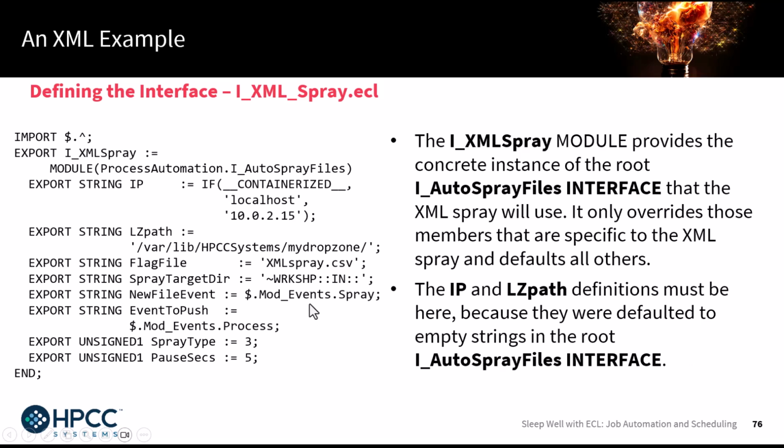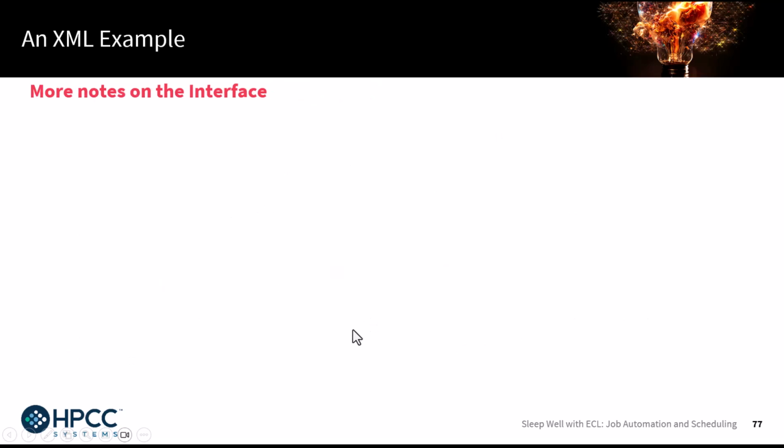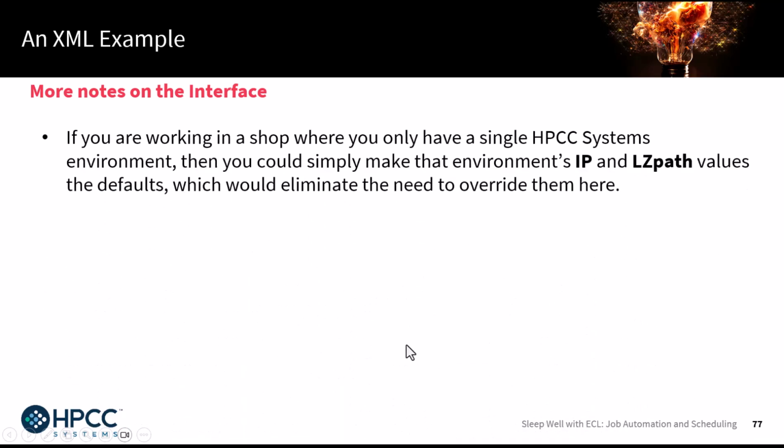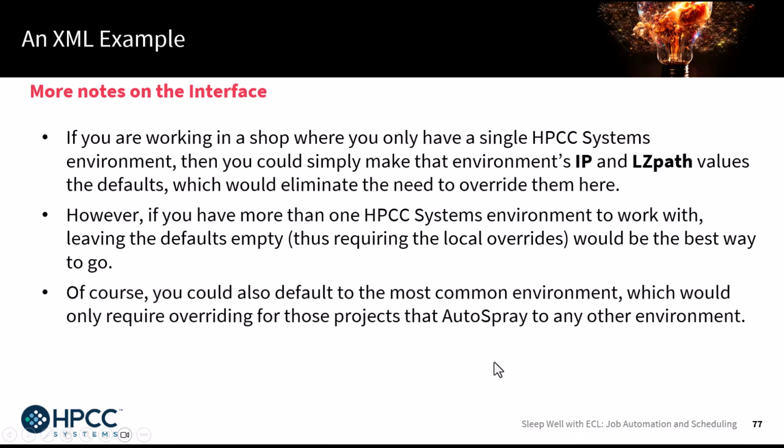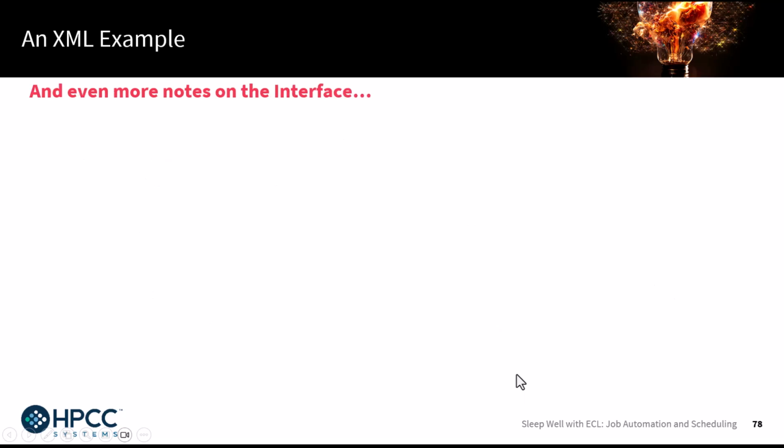All right, so there's our settings that we use in the local folder of XML to override things like our landing zone path and the name of our semaphore file. All right, a couple more notes on the interface. If you're working in a shop where you only have a single HPCC cluster, then you could simply make that environment's IP and LZ paths the defaults, which would eliminate the need to do the override like we're showing you here. If you have more than one, though, leaving the defaults empty would be the best way to go. And of course, you could also default to the most common environment, which would only require overriding for special projects to other environments.